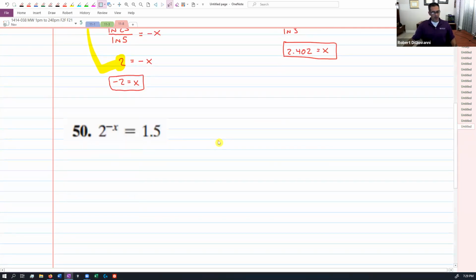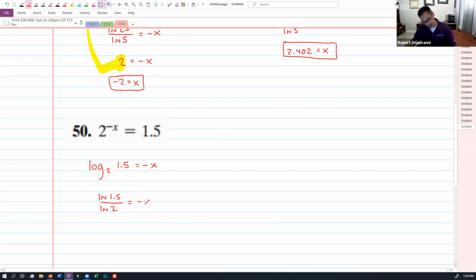All right, so here we're gonna make our log. Our base is gonna be 2. Other side's going to be negative x, and then here we're going to have 1.5. Again, I don't know what power I raised 2 to in order to get 1.5. So I'm going to do my change of base formula: natural log 1.5 over natural log 2.